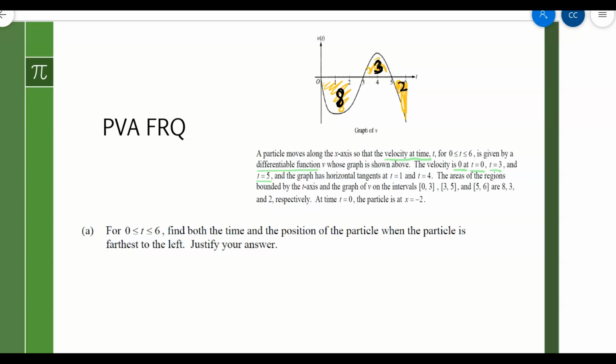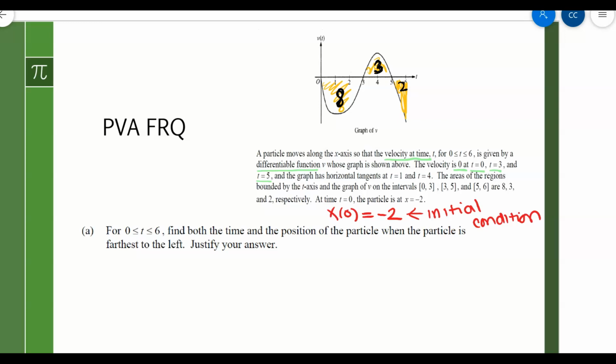Well, that means that at x of 0, the y value is -2. That's kind of like your initial condition, or your starting point. So part A says from 0 to 6, find both the time and the position of the particle when the particle is farthest to the left.